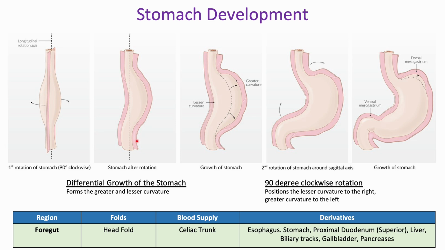Okay, so it's starting to pouch out here, and what we're going to see is this is going to eventually form our greater curvature of the stomach because of this differential growth, and then here we're going to have the lesser curvature starting to form. You can see that continuing to occur.